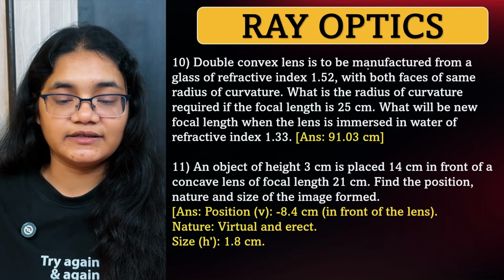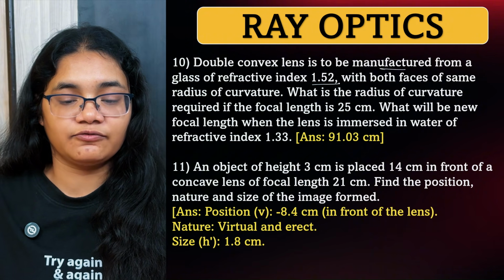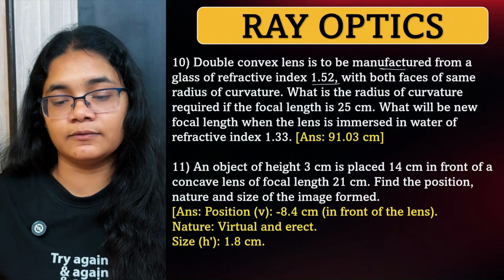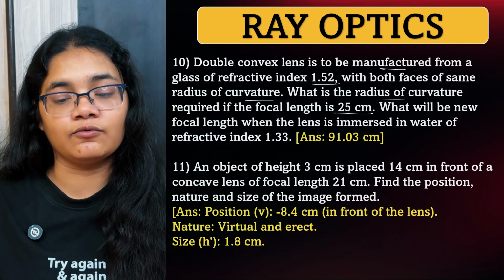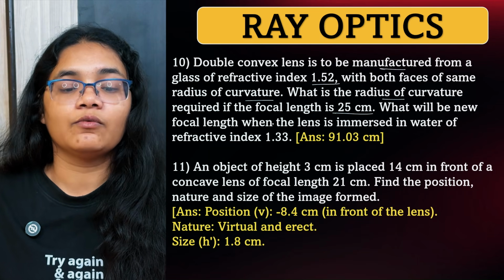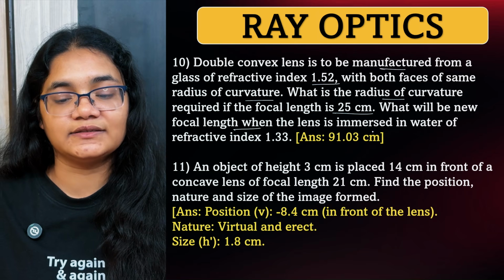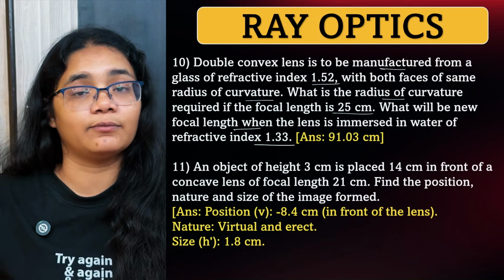Next, we have double convex lenses to be manufactured from glass of refractive index 1.52 with both faces of the same radius of curvature. What is the radius of curvature required if the focal length is 25 cm? What will be the new focal length when the lens is immersed in water of refractive index 1.33?